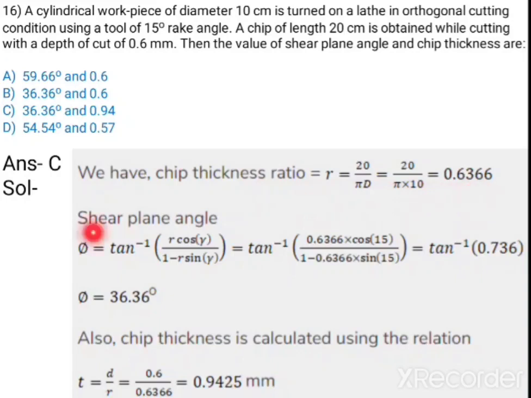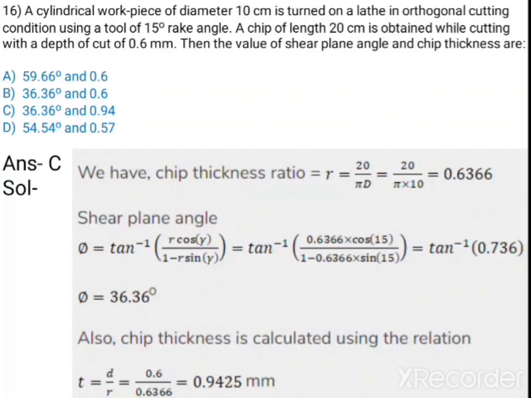From that you can easily find the shear plane angle, that is phi, with the help of the formula: phi is equal to tan inverse of r cos alpha divided by 1 minus r sin alpha, where alpha is your rake angle, that is 15 degree. Just put the values of r and alpha, and you will get the shear plane angle phi as 36.36. So options B and C match with that.